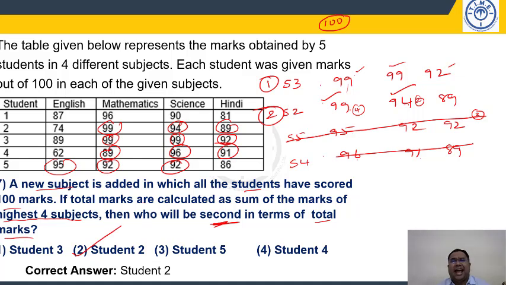Don't need to add. Don't add and waste your time, right? So student 3 clearly highest in all three subjects. So 4th subject is 100, same for everyone. So next 3 highest marks I am taking. Student 3 is highest in all 3 subjects, so he is number 1. Next student 2 is highest in the remaining 3 students, student 2, 4 and 5. Student 2 is highest in all the 3 subjects. So I can say number 2 position goes to student 2.